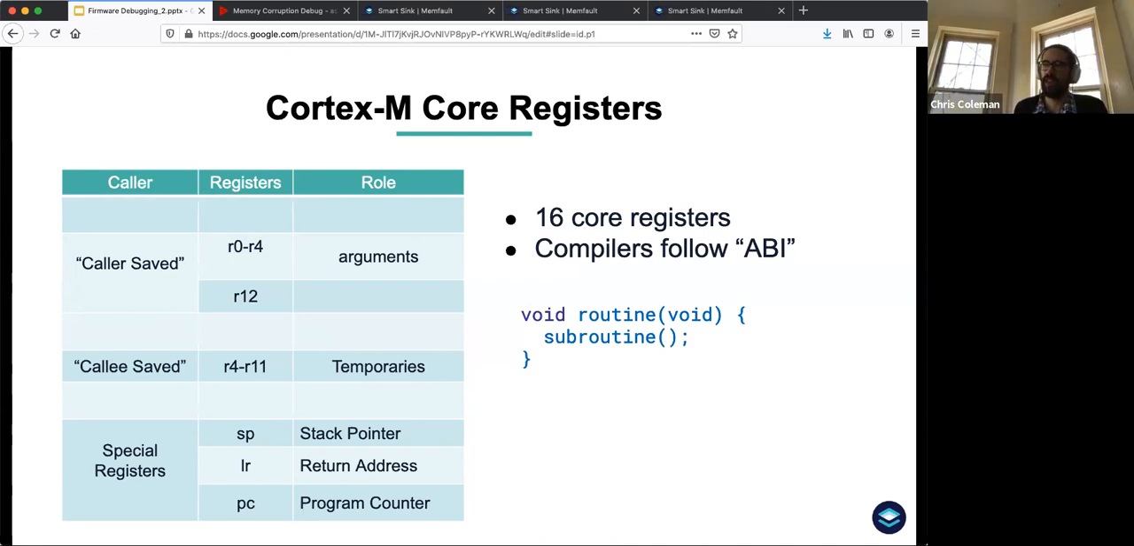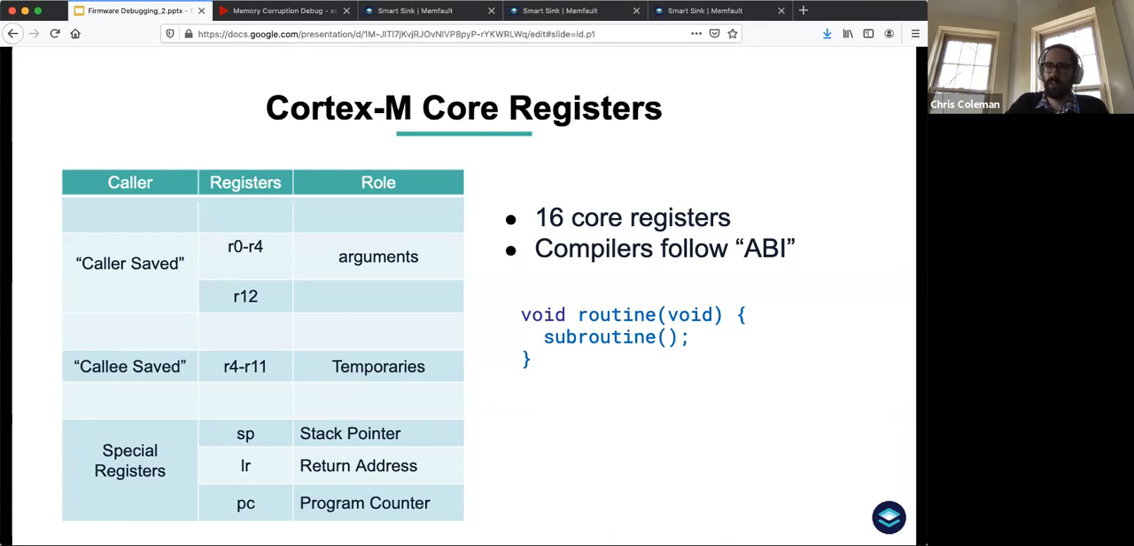These are registers that must be saved by the subroutine and return to their original value when things return. And then there's several special registers. These are used to sort of track the execution state of the system. So we have the stack pointer, which points to the lowest point in the stack that's active, the link register, or the LR, which holds the address to return to. So if you're in a subroutine, it will hold the address of the routine to return to, and the program counter, which points to the next instruction to execute.